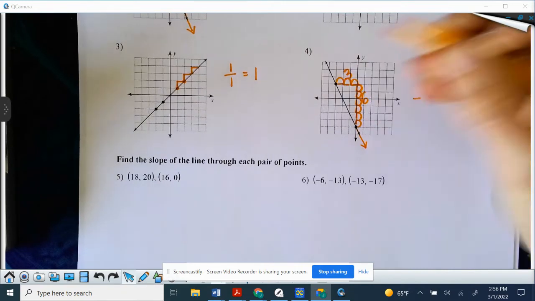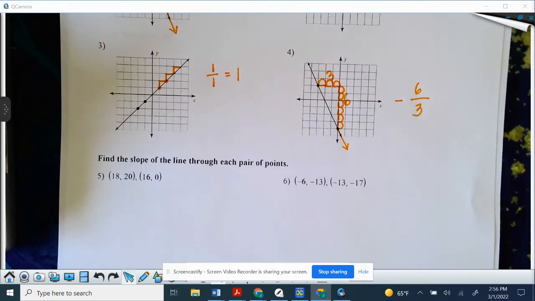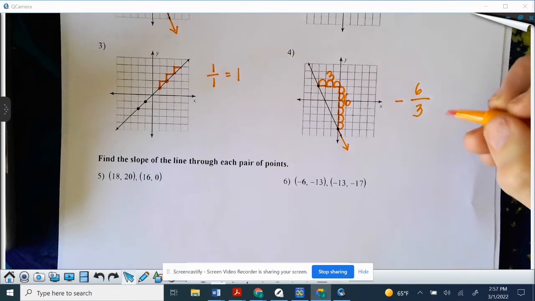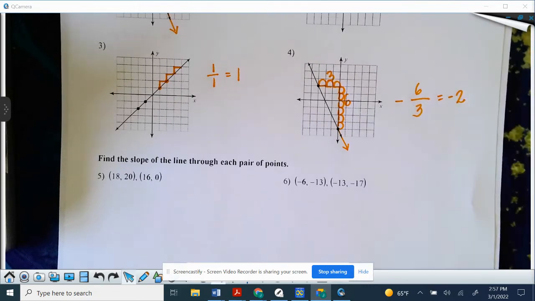So I got that right: 6 over 3. But you don't want to leave it 6 over 3 because we're now in high school and we always have to reduce our fractions if possible. And 6 divided by 3 is 2. So our slope is going to be negative 2, understanding there is a 1 underneath it.